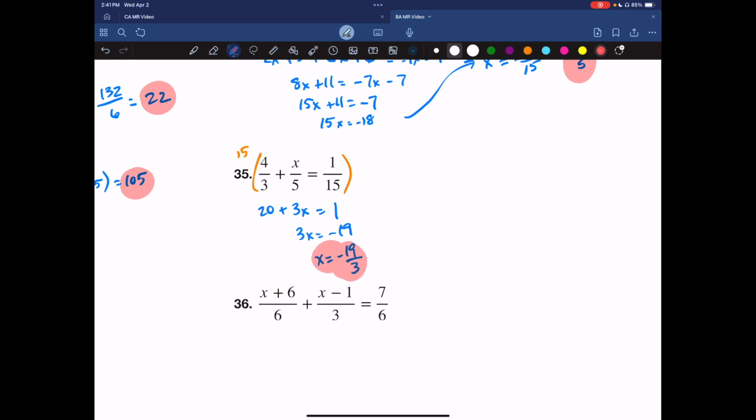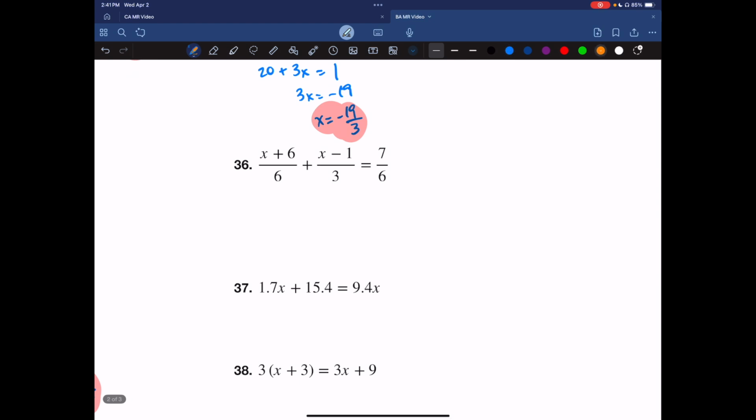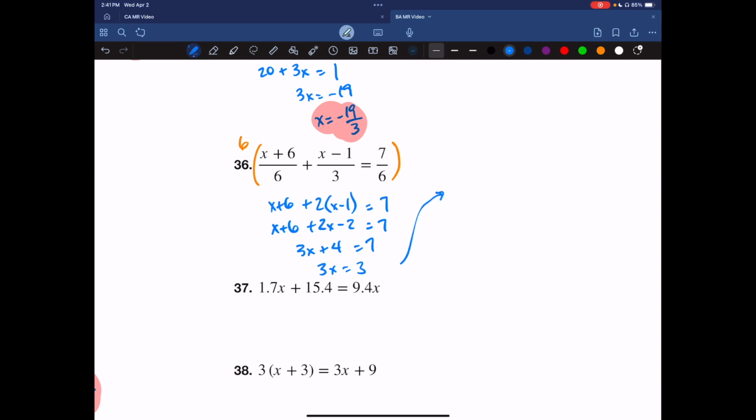Now, 36, same thing. Looks like everything goes into 6, so I'm going to multiply everything by 6. 6 goes into 6 one time, so I'm just left with my numerator here. 3 goes into 6 twice, so I get 2 times the numerator here. 6 goes into 6 one time. 1 times 7 is 7. Okay, let's multiply this out. 2x minus 2 plus 3x plus 4 equals 7. 3x equals 3. So x equals 1.